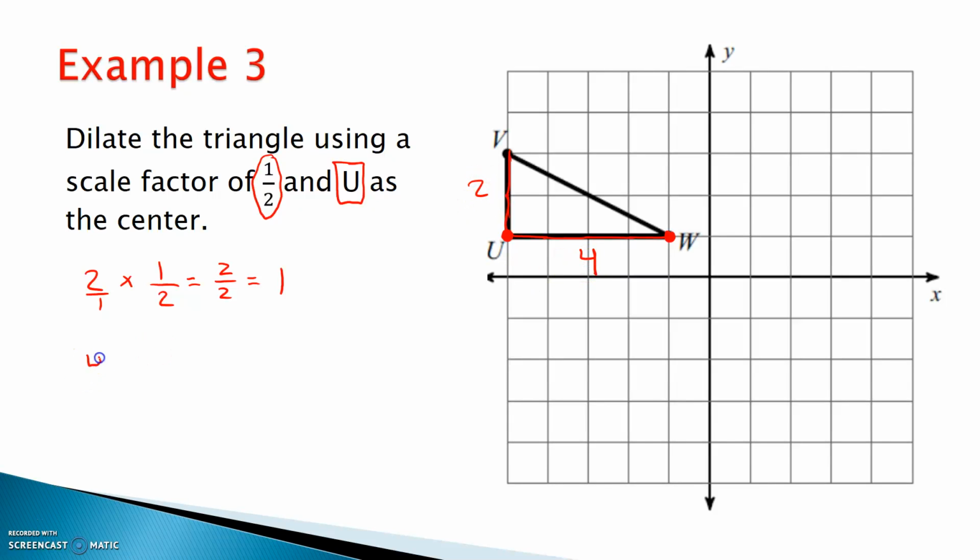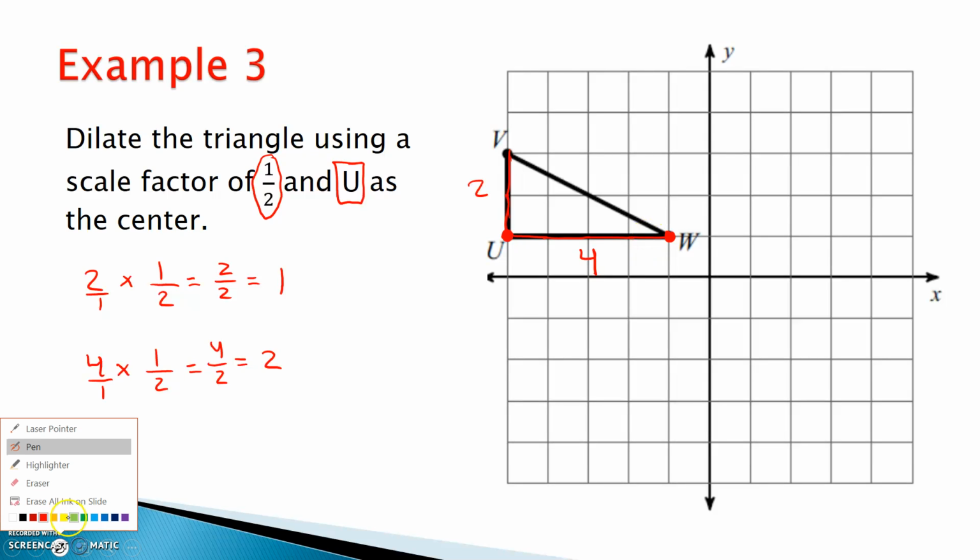What about the 4? What's 4 times 1/2? That's 4 over 1 times 1 over 2. 4 times 1 is 4, 1 times 2 is 2, and 4 divided by 2 is 2. So there you go. My size shrunk from being a 2 by 4 to being a 1 by 2.